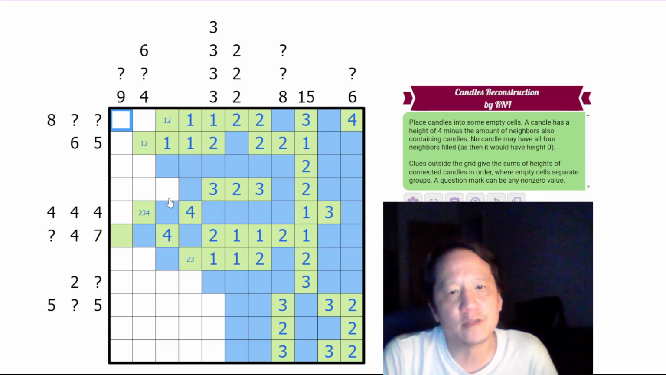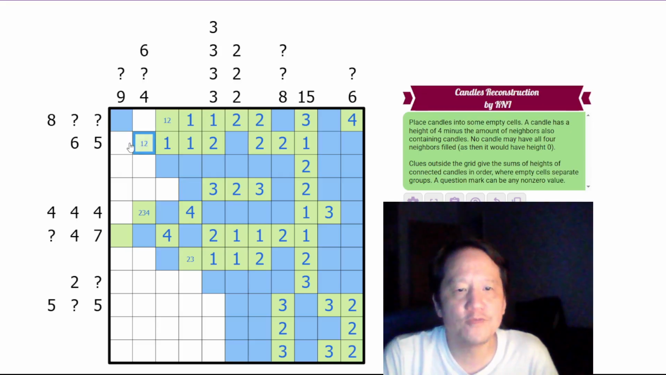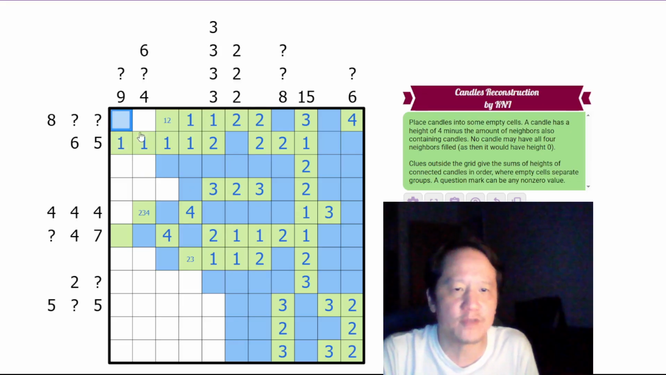This is definitely blue because we have green, green at most there. So this is blue. If we try to have green, green here, that would make these both 1. But then this would have to have 3 neighbors that have candles, and this doesn't have a candle. So this cannot be 1. This must be 2. So this is blue.